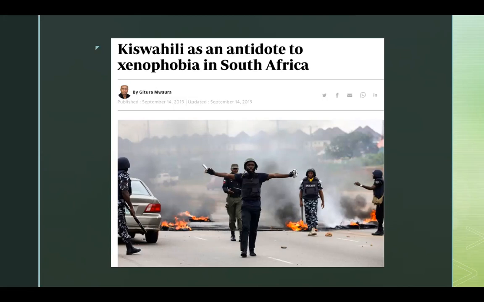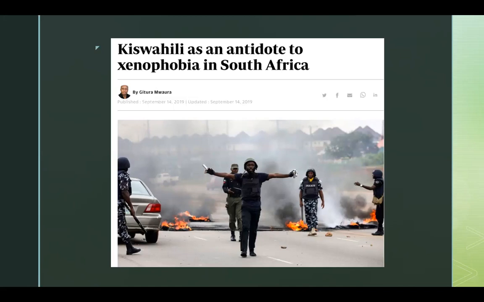There's been talk of whether we can teach this language in schools and use it to create bridges between South Africa and the rest of the continent. And this is just to use South Africa as an example, because the story has been told oftentimes, but there are many other countries that don't necessarily have native Swahili speakers across the continent that are now making sure that Swahili is provided as an option for students. And my own native Zimbabwe is one of those countries.